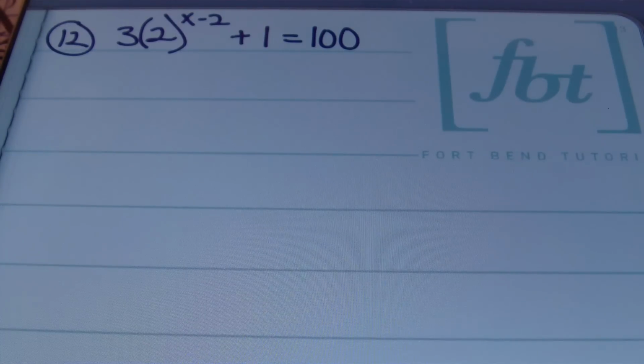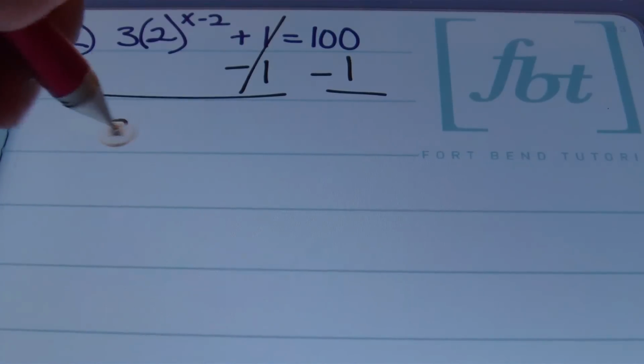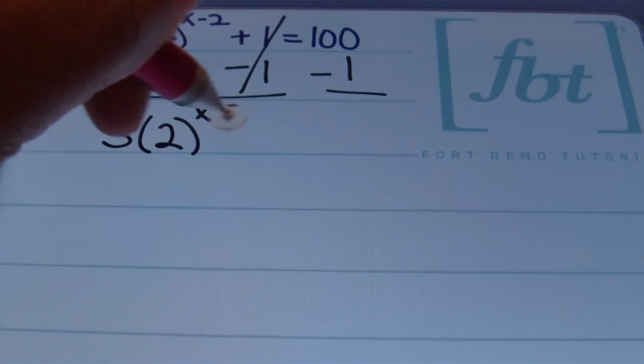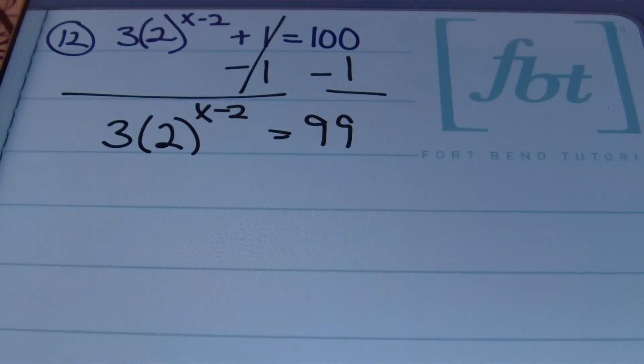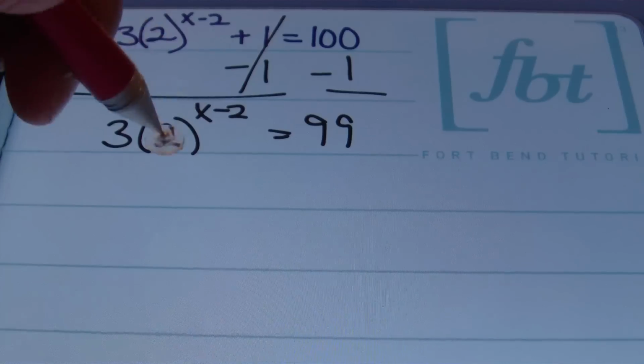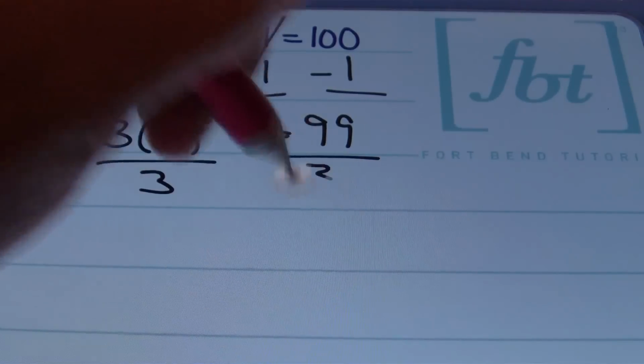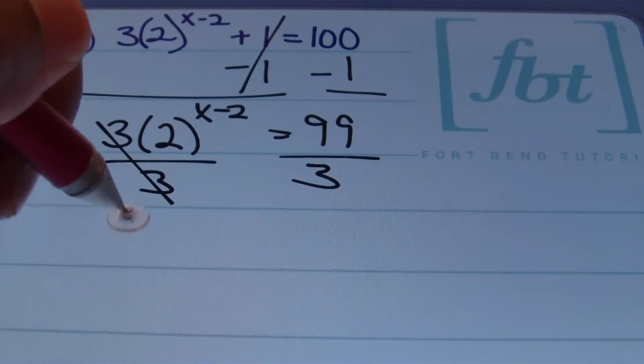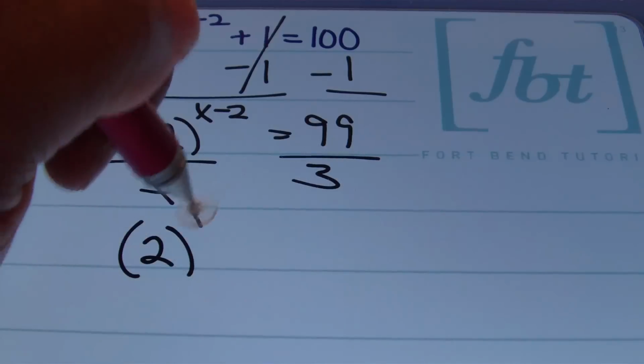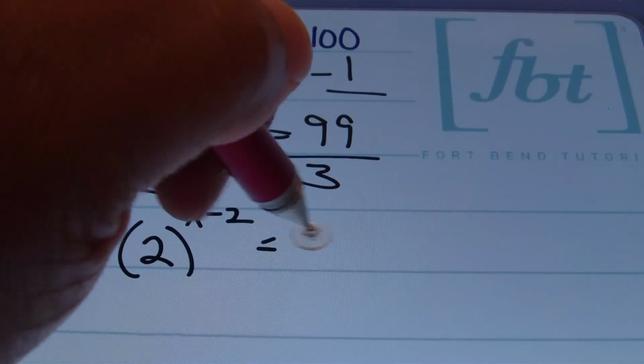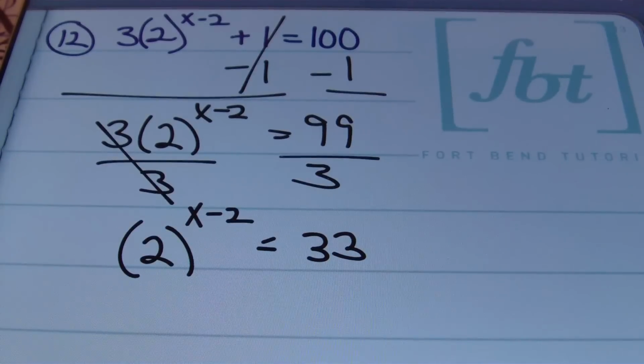The first thing I want to do in problem number 12 is isolate the base that's raised to a power. So that means I'm going to start by subtracting 1 from both sides of this equal sign. So I'll have 3 times 2 raised to the x minus 2 equals 99. There you go. Then I'm going to divide both sides of the equation by 3. And so now we have the base of 2 raised to x minus 2, which equals 33. Done and done. So we have our base isolated.